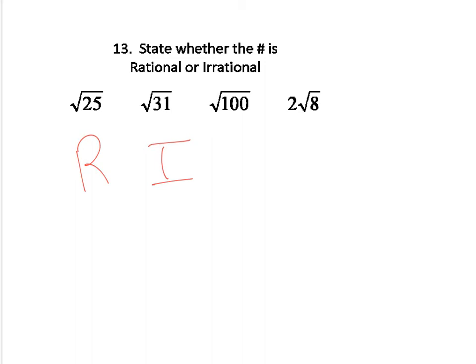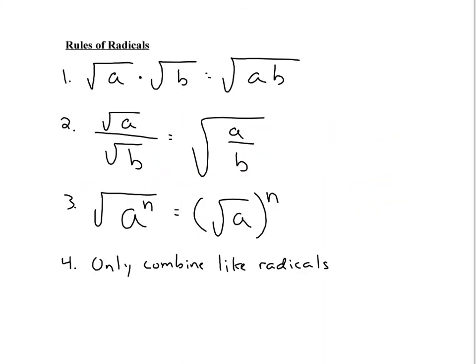Root 100: 100 is a perfect square. It's 10 squared. Root 100 is 10, so it is rational. And 2 times root 8: root 8 is not a perfect square, so root 8 is irrational. A rational number times an irrational number is still going to be irrational.